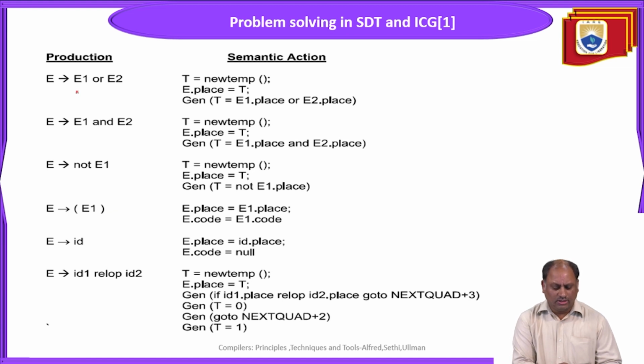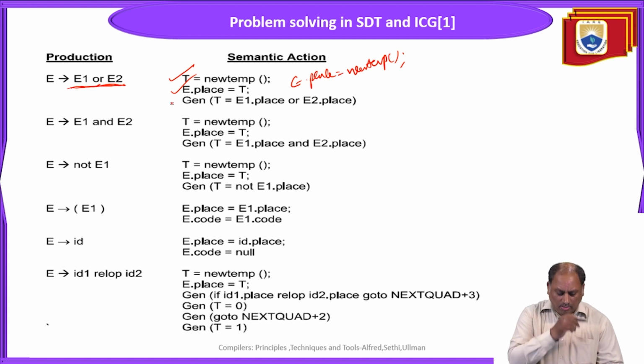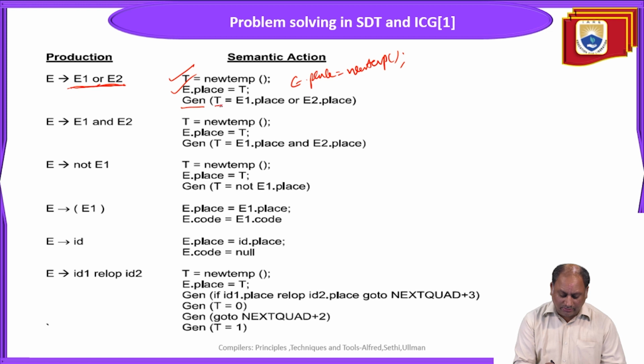You see, for example, E derives E1 or E2. Here we create a temp, set new temp, and assign it to E dot place. Previously you could directly write E dot place equal to new temp, or you can write a two-step procedure also. Either of them is valid. Now here we generate a temp, and what is the E value? That is E1, which contains E1 dot place value, or either E2 dot place. That means either of them is to be accepted.